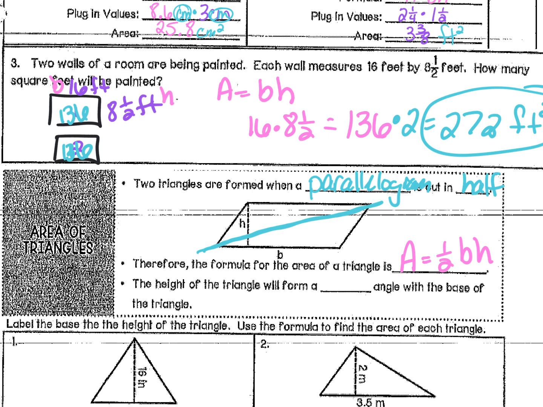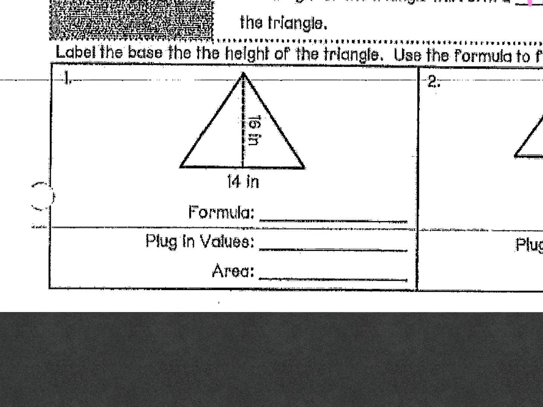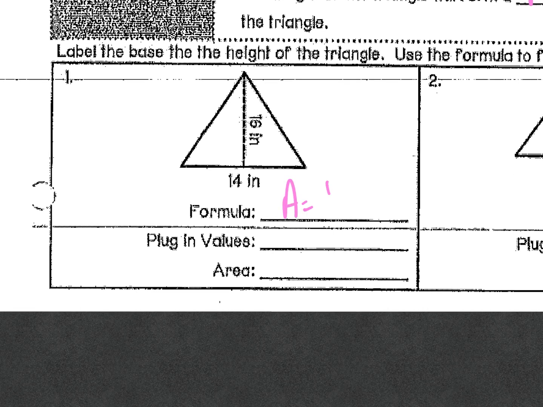The height of the triangle will form a right angle with the base. So like this is your height here. If it's not a rectangle, it's usually dotted in the middle. Okay, so let's look at this. Formula, area equals 1/2 base times height.